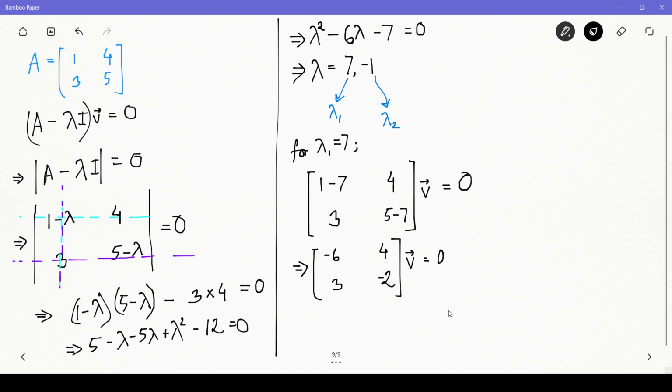In order to find that, if you recall, we needed to perform Gaussian elimination, or Gauss-Jordan elimination to be more precise. So let's do that. The first order of things was to form an augmented matrix. The augmented version of this matrix would look something like this: minus 6, 4, 0 on the right, then 3, minus 2, and 0 on the right. So this is my augmented matrix. Let's perform Gaussian elimination on it.